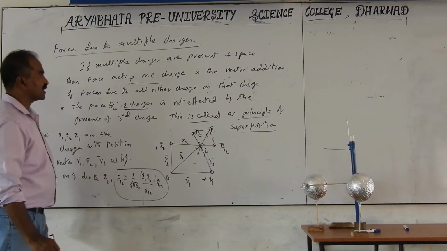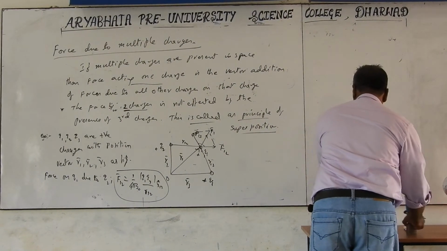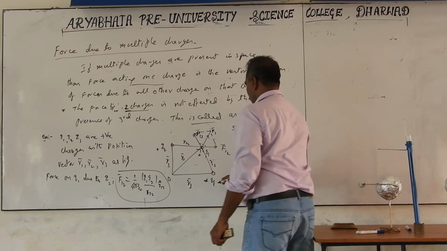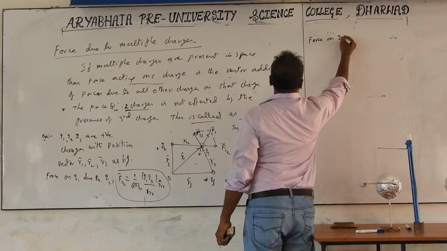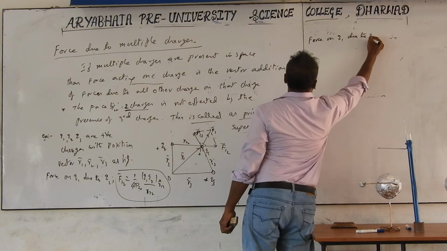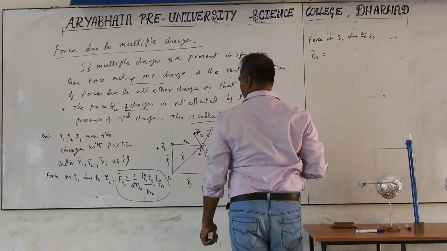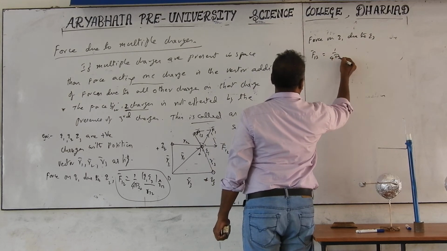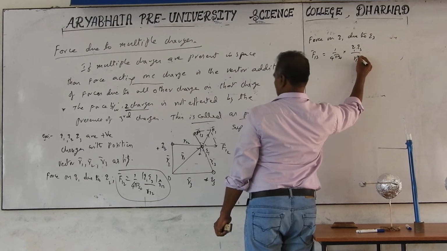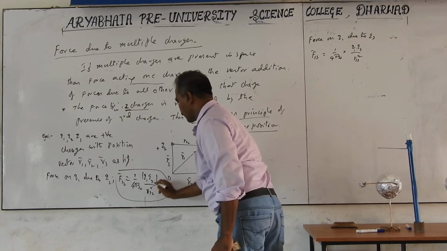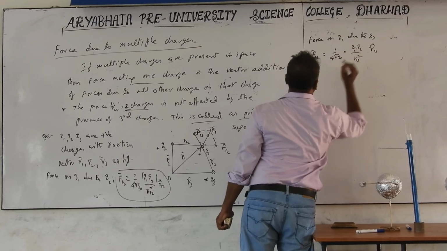Similarly, I want the force on Q1 because of Q3. The force on Q1 due to Q3, F13, is equal to 1 by 4 pi epsilon naught into Q1 Q3 by R13 squared, into R13 cap.